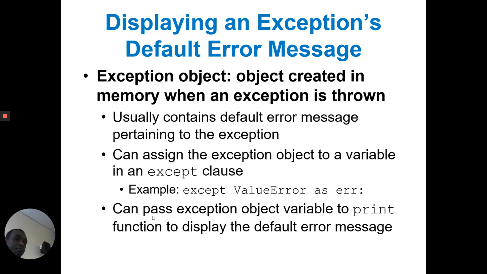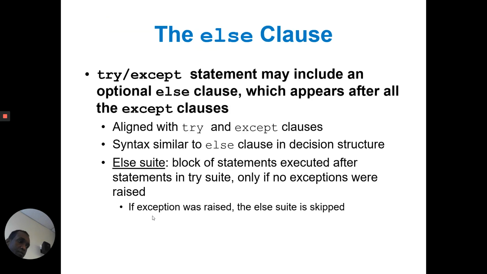Displaying an exception's default error message: an object is created in memory when an exception is thrown, and it usually contains a default error message describing the exception. You can assign the exception object to a variable in an except clause. An example of that is except ValueError as error. You can pass the exception object variable to a print function to display the default error message. Then you have the else clause.